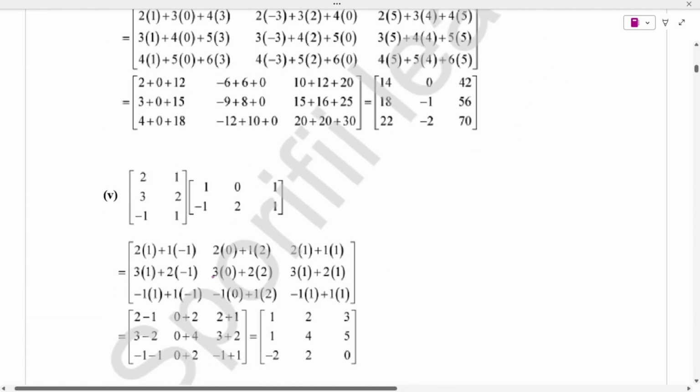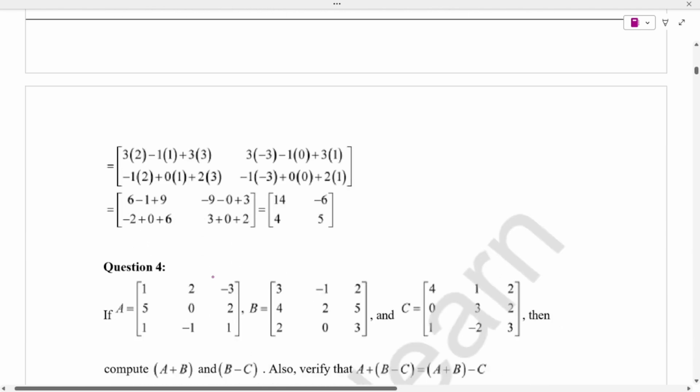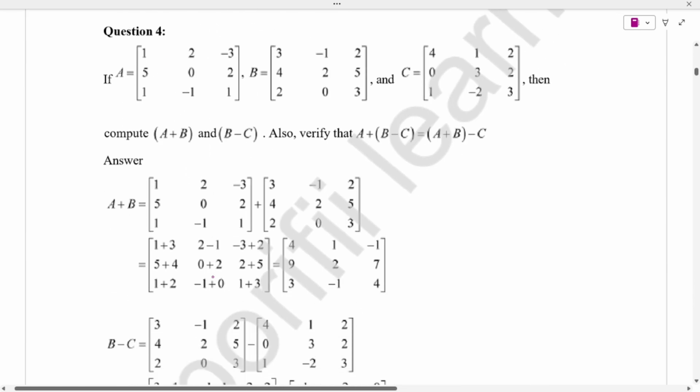The same way you need to find out all the 5 questions. The next question is the 4th, where A is given, B is given and C is given. Then you have to do A plus B and B minus C. First you find out this, then we will verify this.